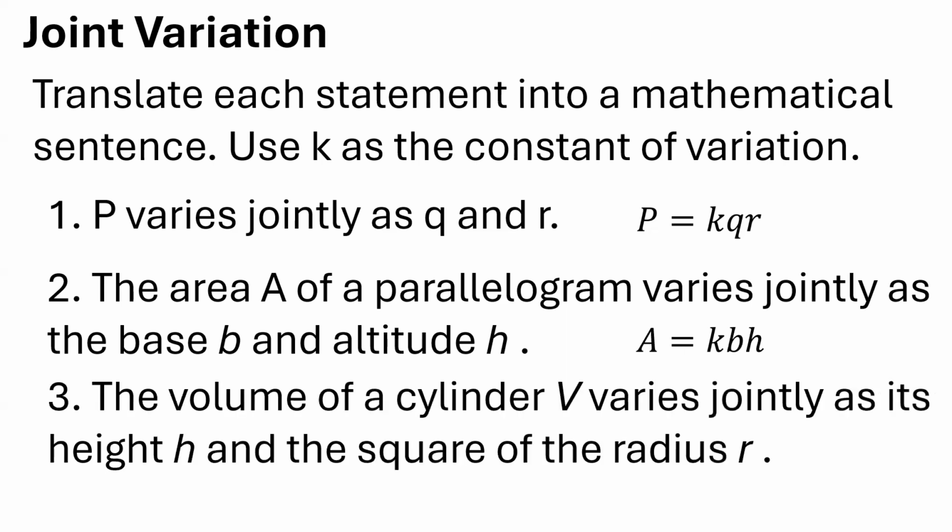Another example is the volume of a cylinder. V varies jointly as its height h and the square of the radius r. Meaning, ang V varies natin, so V is actually equals na kagad. Then jointly as its h and the square of the radius r. So we have to attach h and r plus the k. Meaning, ang ating equation will be V is equal to khr squared, from the word square of the radius. Okay, I hope that is clearly understood.